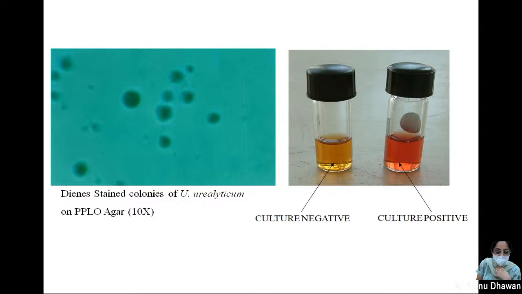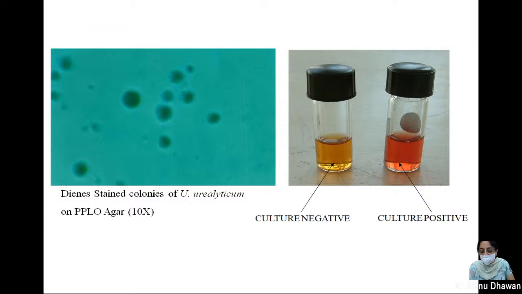Now this is the growth in liquid media, that is PPLO broth. And here, as I have told you earlier, in the liquid media you do not see any turbidity. Unlike if there was bacterial growth, it would have turned turbid. Now in mycoplasmas, the indication of growth is by exploiting their metabolic properties.